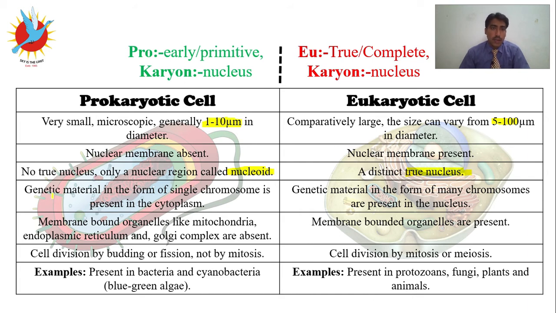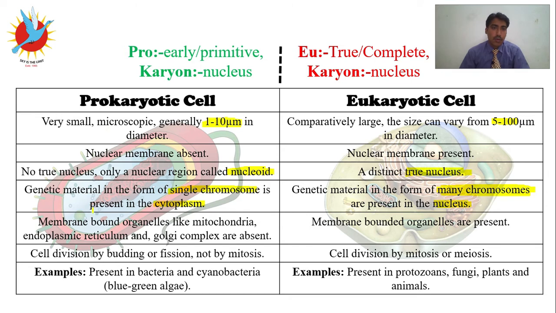In the prokaryotic cell, genetic material is in the form of a single chromosome. On the other hand, in the eukaryotic cell, genetic material is in the form of many chromosomes. So they have a larger content of genetic material in the form of various distinctive chromosome structures. In prokaryotes the genetic material is freely floating in the cytoplasm, but in eukaryotes the genetic material in the form of chromosomes is bounded within the nucleus.